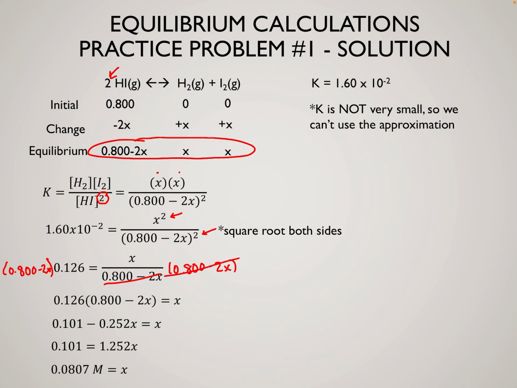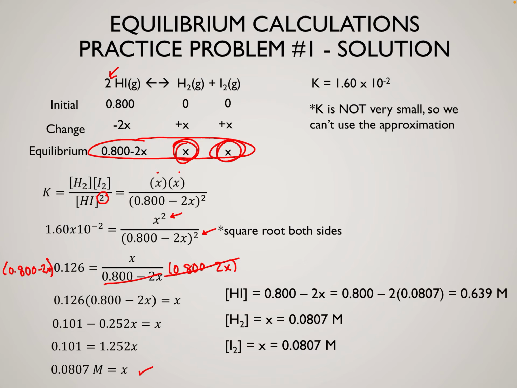So now once we have x, remember that you're not done, because you need to solve for the equilibrium concentrations. So our concentration of hydrogen and iodine, those are both x. So we just solved for x, so that's the concentration of both of those. And then we can plug it in for HI. We have 0.800 minus 2x, so we're going to plug in that number for x. So it's going to be 0.8 minus 2 times 0.0807, and that gets us 6.39 molar.